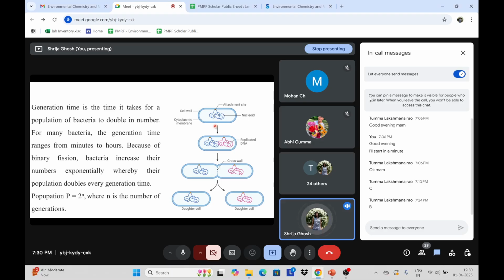So this is clear to everybody, what a generation time is. If you have any doubt, please ask. If you have any doubt in this, please let me know. Please write it in the chat box.